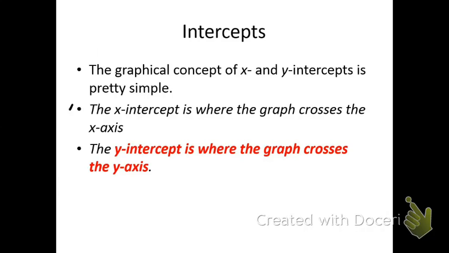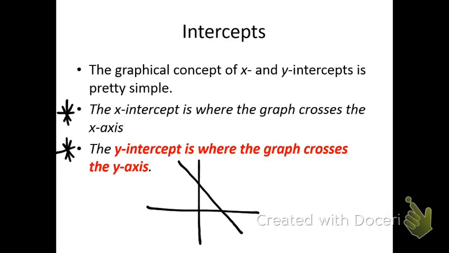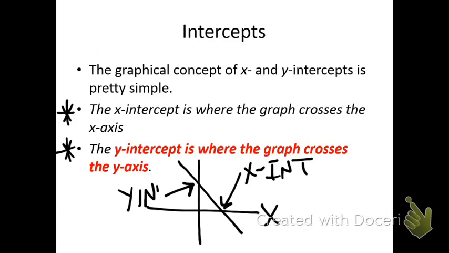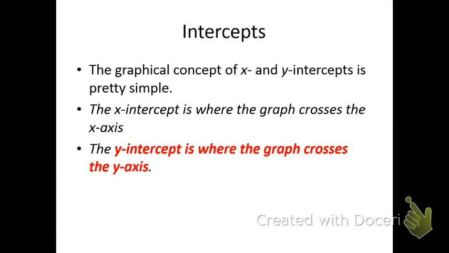If you have to pause, probably do, write down those. X-intercept, graph crosses the x-axis. Y-intercept, where it crosses the y-axis. So if I was to graph a line here, my x-axis is down here. This point right here would be the x-intercept. And this point over here would be the y-intercept, where it crosses the y-axis. Alright, those are your x and y intercepts.